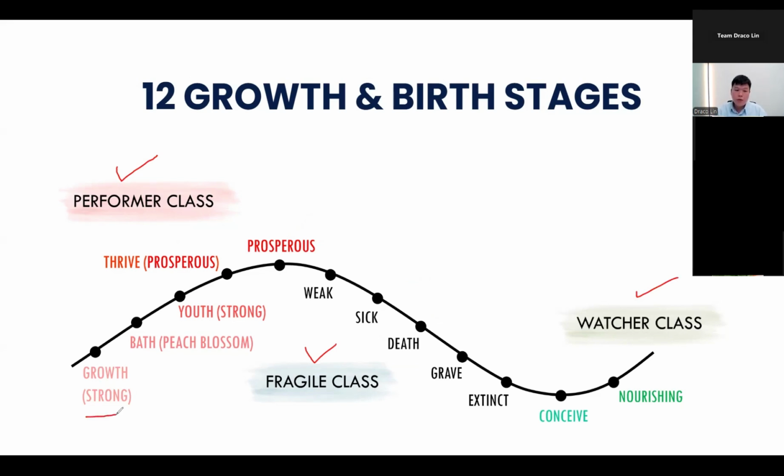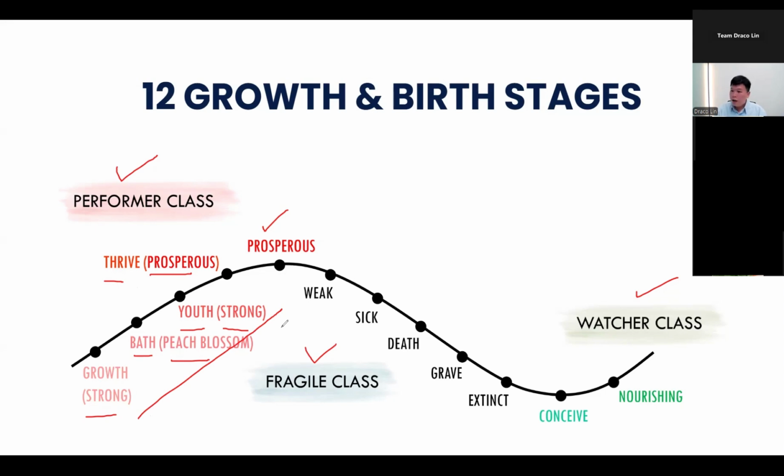Are you in growth, which is strong? Are you in the buff, which is peach blossom, likability? Are you in youth? Youth means it's strong. Are you in thriving, which is prosperous, or very much in the prosperous mode? Then once all this red color is done, people will go old, people will retire and all this, right? But you see, that's the conflicting part.